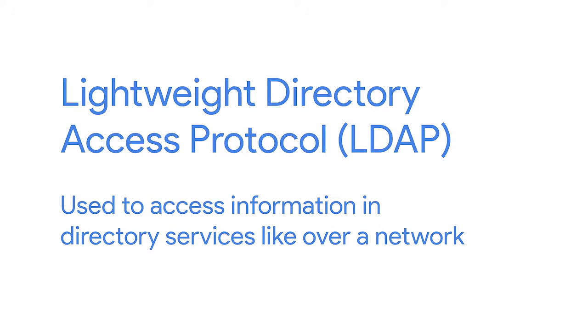Before we jump into directory services, let's talk about the underlying protocol that's used in directory services called LDAP, or Lightweight Directory Access Protocol. LDAP is used to access information in directory services over a network. Two of the most popular directory services that use LDAP are Active Directory and OpenLDAP, which we'll talk about more in upcoming lessons. There are lots of different operations you can use in LDAP.